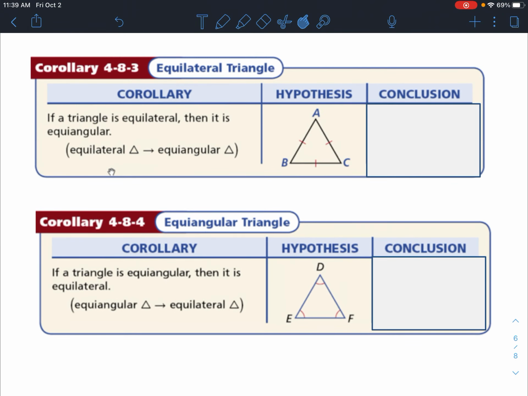All right, now we're going to talk about equilateral triangles. It's pretty much the same thing, okay? But an equilateral triangle has 3 congruent sides. So if all 3 sides are equal, that tells me that all 3 angles must also be equal. And the second one's just going backwards. If all 3 angles are equal, that means that all 3 sides must be equal.